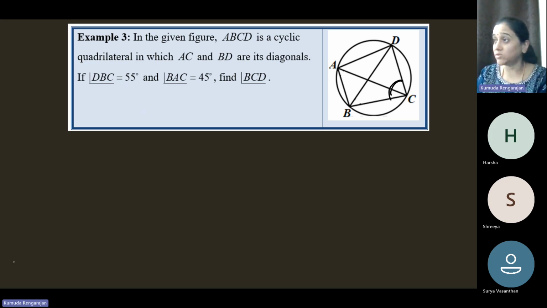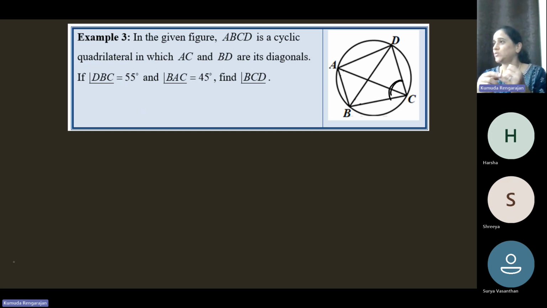Use this property also. I'm not saying use only this property and find. Like earlier, what did we use? Angles in the same segment of a circle are equal, and then we use the angle sum property in a triangle. We use two things: angles in the same segment of a circle are equal, then the angle sum property.